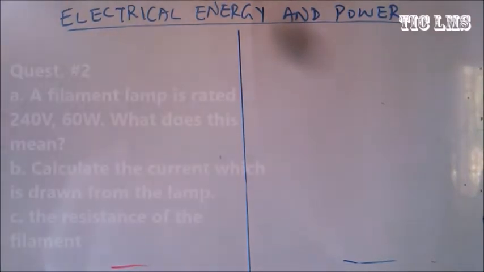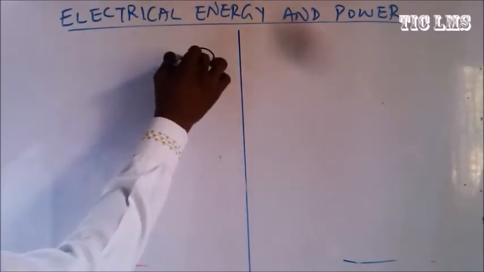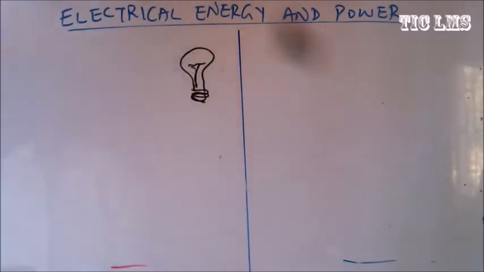It says a filament lamp is rated 240 volts, 60 watts. A. What does this mean? B. Calculate the current which is drawn from the lamp. And C. The resistance of the filament. Alright, so we have a lamp, and in the lamp it's got some filament which glows, and as it glows it produces heat.